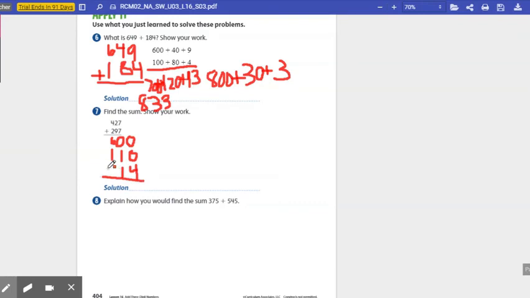Then we can combine those partial sums. We can combine our hundreds. We have 600 and 100 to create 700. We can combine one group of 10 plus another group of 10 to create two groups of 10. And then we have 4 ones. So 427 plus 297 equals a total of 724.